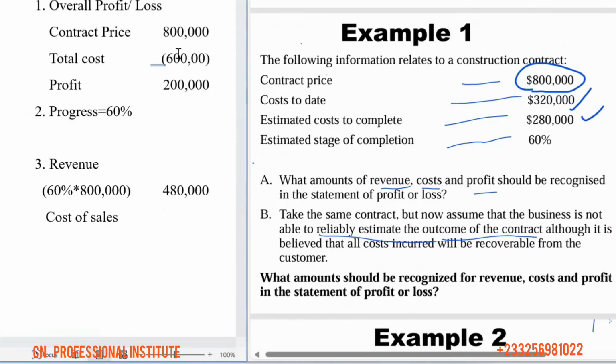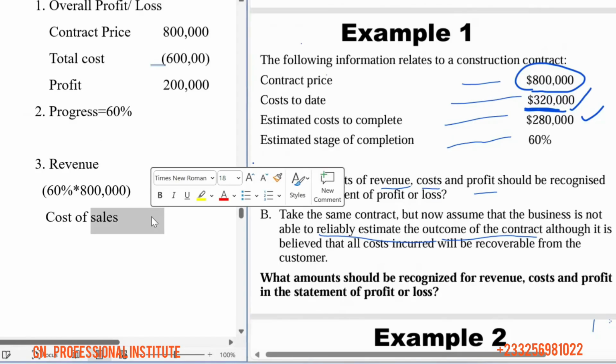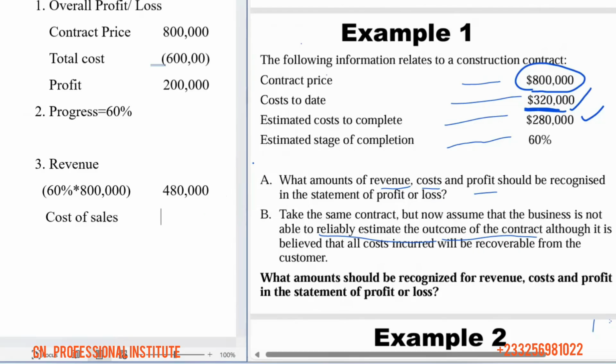So now we don't apply the progress rate on total cost to get cost of sales again. We only take the cost to date as cost of sales. If you look into the question, cost to date is 320. So our cost of sales will be 320. I hope you're following. So we have 320,000 as our cost of sales, and then our profits, if you deduct, we are going to have profit of 160,000.